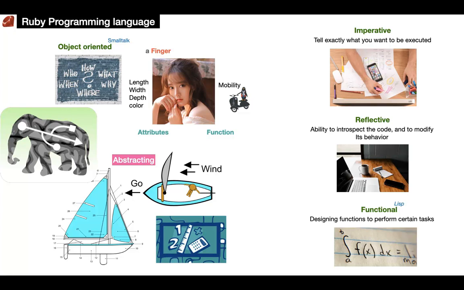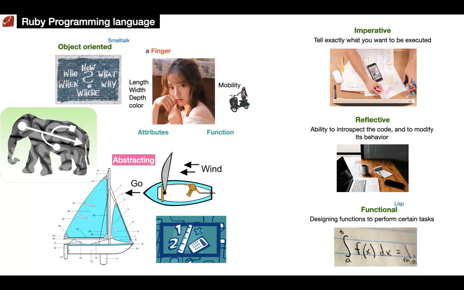Matsumoto did not only want a scripting language, but he wanted it to be object-oriented. To understand what object-oriented is, just describe anything that you encounter. So take your finger for example, it has a length, a width, a depth, a color. These are your finger attributes, and what does your finger allow you to do? It allows you to have mobility, so this is one of the functionalities or functions that a finger has.